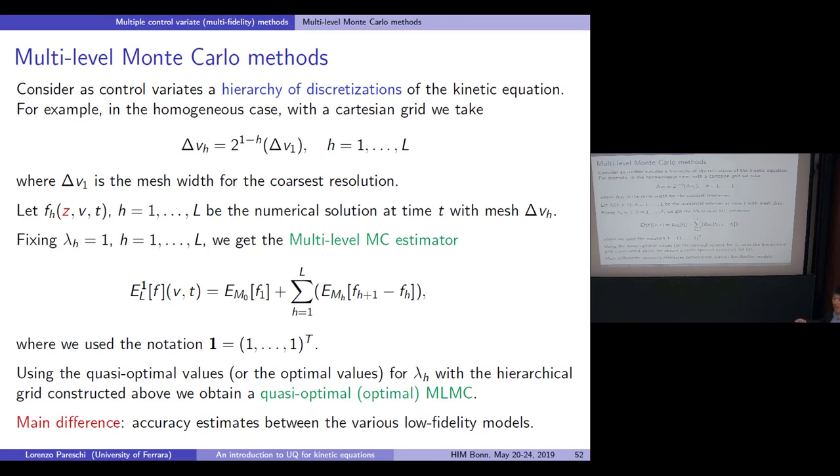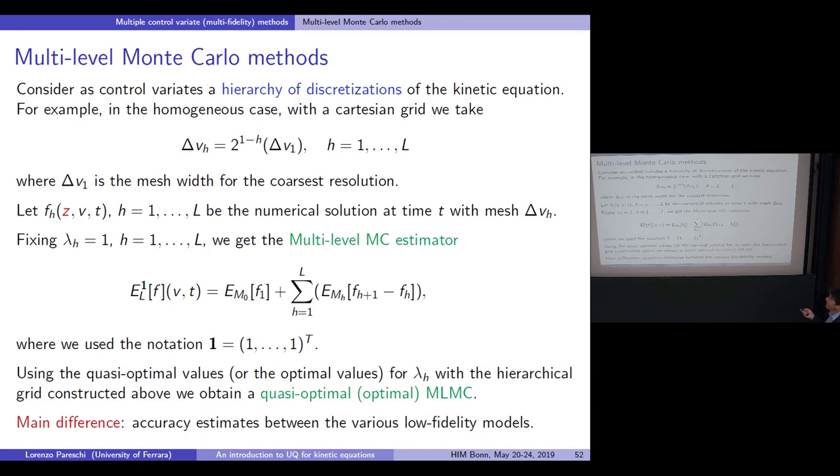So you can just build up the hierarchy of discretization where the finest grid corresponds to your high fidelity model and essentially the coarsest grid will correspond to the model with the lower level of fidelity, okay? For example, if we imagine the space homogeneous setting, we define by delta V1 the coarsest resolution, and then we refine the grid by increasing the level of n, just by dividing it every time by a factor of 2. This is just a simple example.